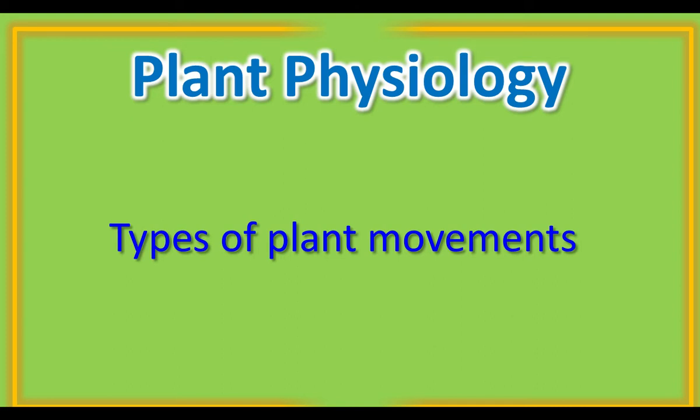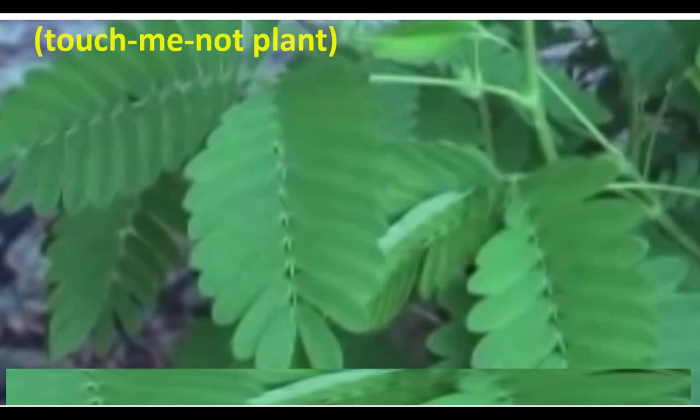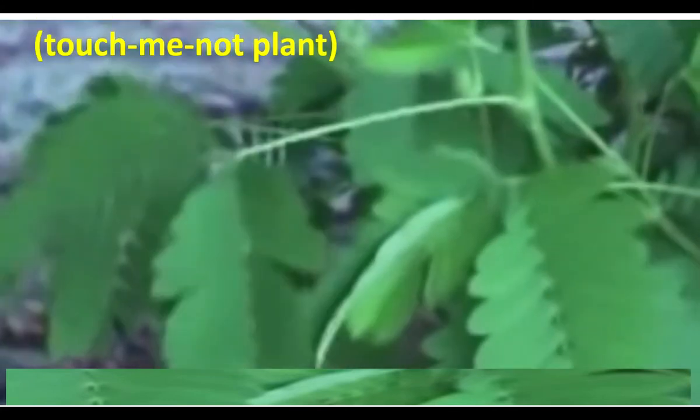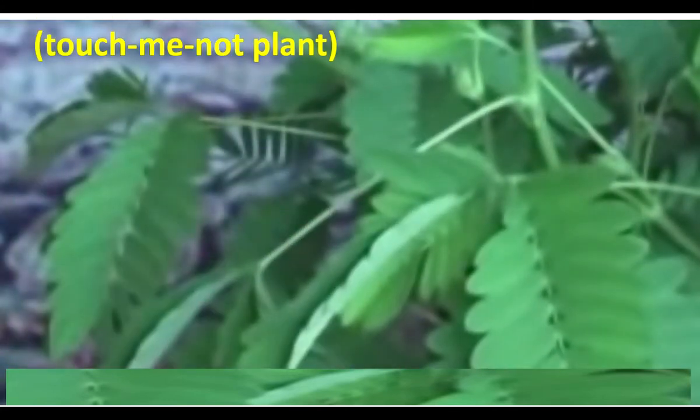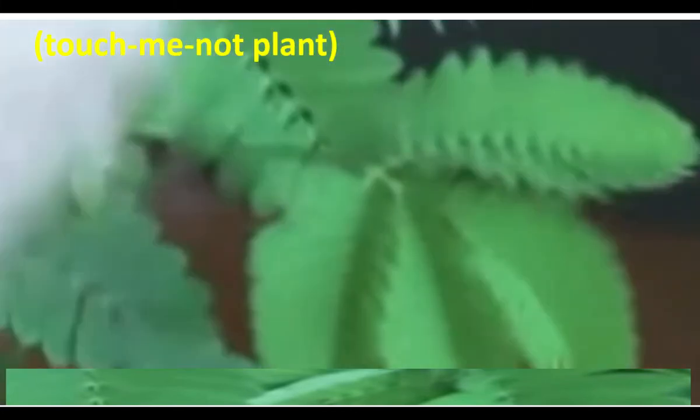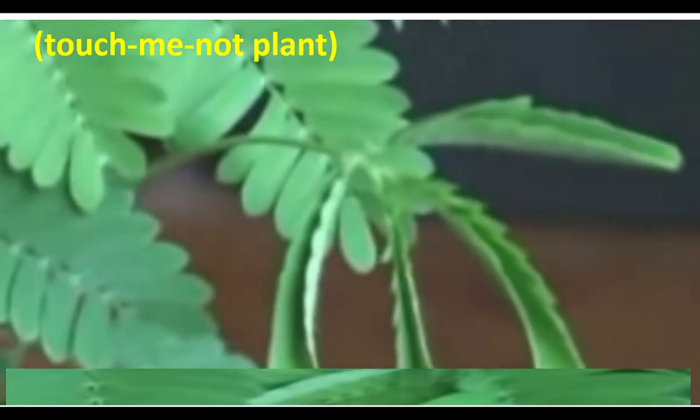Animals move from one place to another place in search of food, water, and shelter. Plants do not move from one place to another place because they are fixed on the soil by means of root system, but their parts move. The touch me not plant shows response to touch. It shows folding movement of leaves.